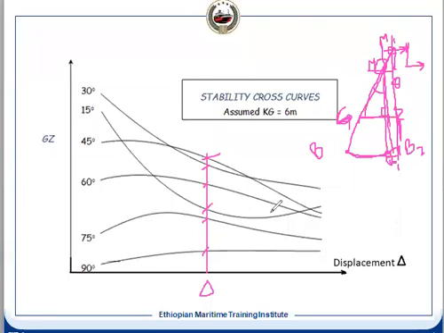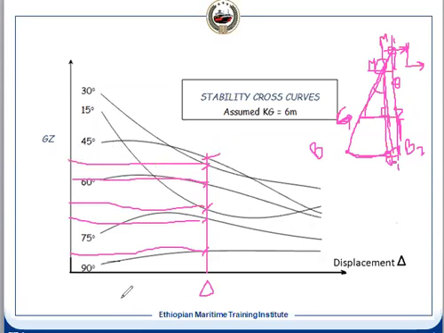As the angle of heel changes, there will be a new GZ. And these are the GZ. It means at 90 degrees, this will be the GZ, and at 75, this will be the GZ. At 60, this will be the GZ. So this is plotted, and at different displacements it is plotted both ways. And then we make a curve.